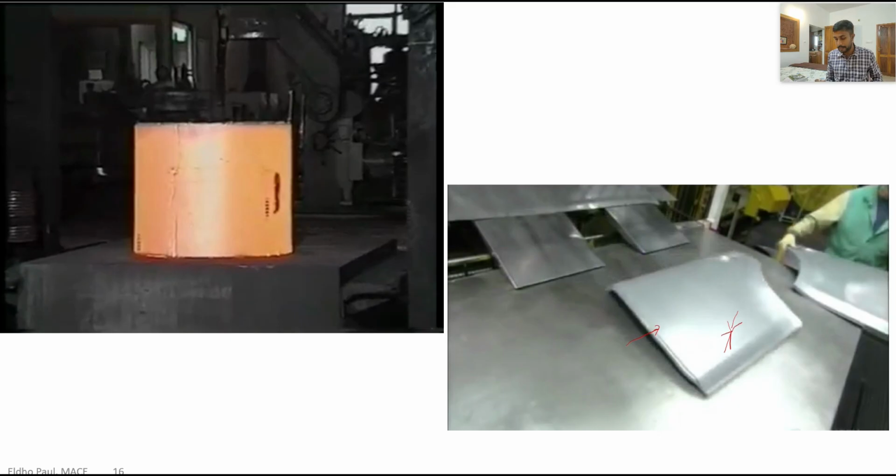Here in this video, we convert the sheet metal into a final product, and in bulk deformation, we convert the bulk material into a final product. So these are the two main classifications.